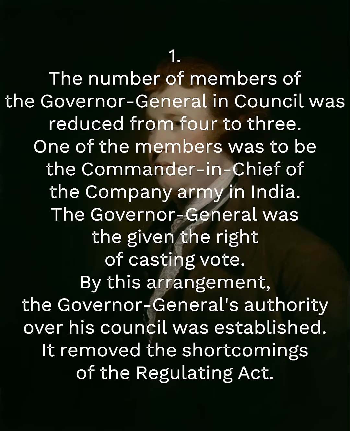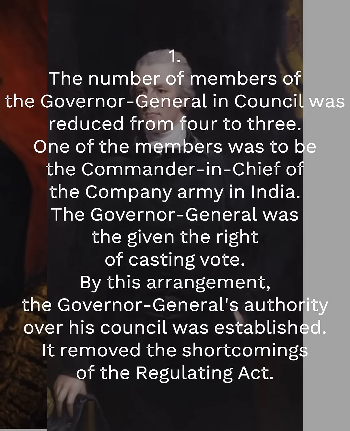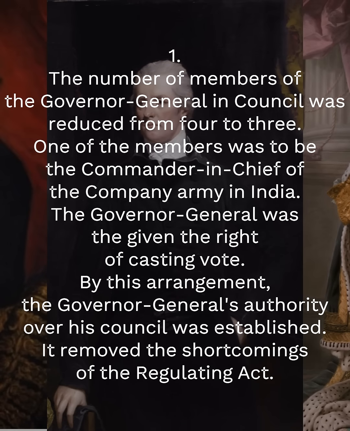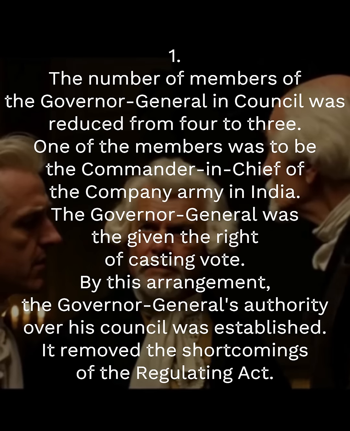1. The number of members of the Governor-General in Council was reduced from 4 to 3. One of the members was to be the Commander-in-Chief of the company army in India. The Governor-General was given the right of casting vote. By this arrangement, the Governor-General's authority over his council was established. It removed the shortcomings of the Regulating Act.